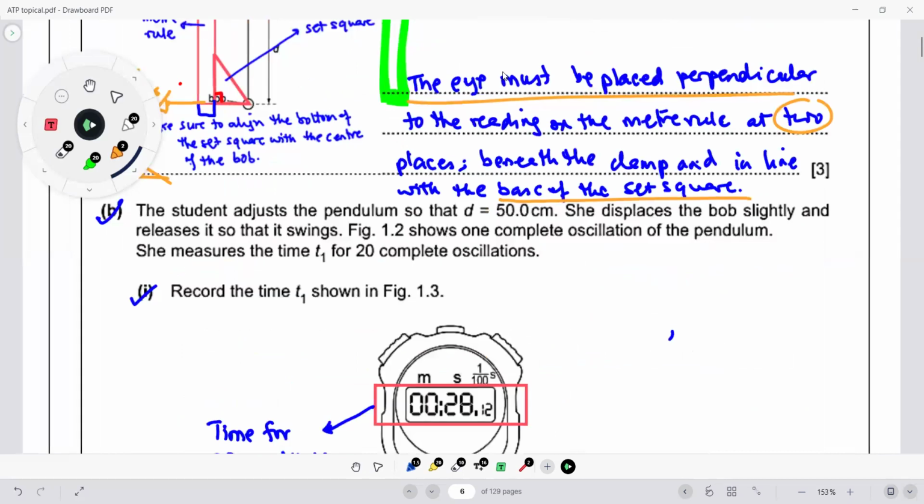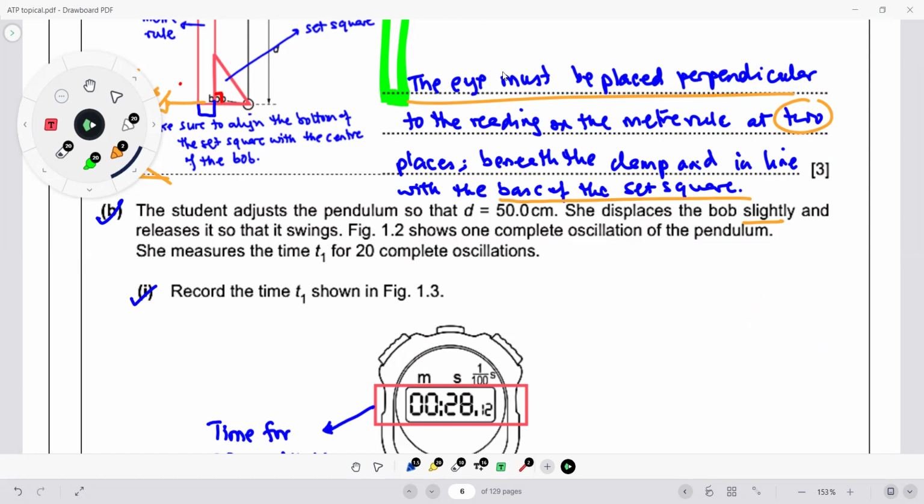She's displacing the bob slightly. थोड़ा सा slightly बोला है तो थोड़ा सा उसको हिलाया, तो अब it starts oscillating. इधर जाएगा, इधर जाएगा, इधर जाएगा. And obviously, because it loses energy over time, a lot of heat energy, a lot of your kinetic and gravitational potential energy converts to heat energy. After a certain period of time, it's going to come back to its mean position.